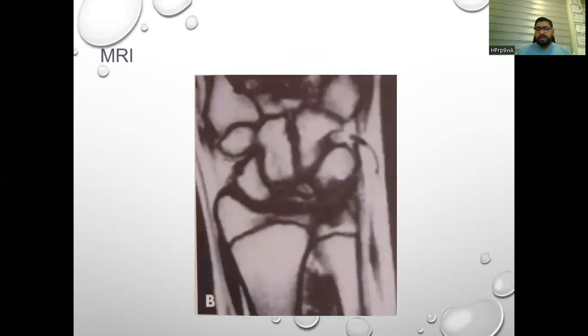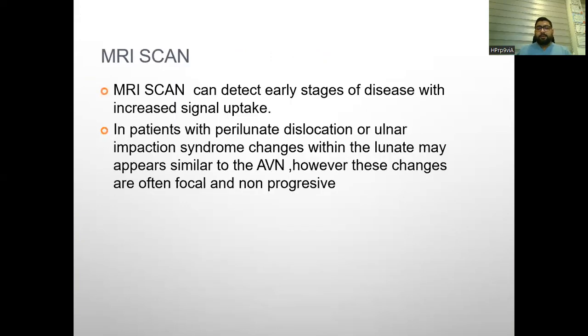So this is an MRI. As you can appreciate, there is an avascular necrosis of the lunate. So MR scan can detect early stages of disease with increased signal uptake. In patients with perilunate dislocations or ulnar impaction syndrome, changes within the lunate may appear similar to the AVN. However, these changes are often focal and non-progressive.